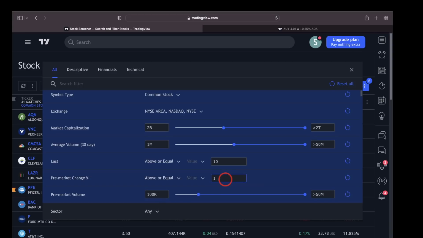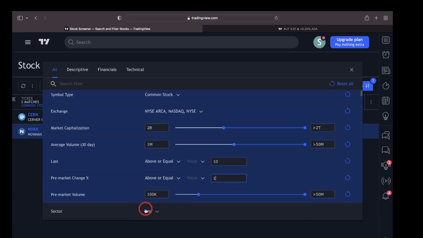Anyway, so I set it above 1, and then the pre-market volume I set to 100K. You can even set it to 50K, but in my experience this is a good number to filter out the noise. I don't want a bunch of tickers here. I'm looking at the cream of the crop. I don't have a lot of time to look at the charts in the morning, so I'm looking at basically the best which is there. You can adjust this to 50K, based on your liking. And then finally just leave everything else the way it is.